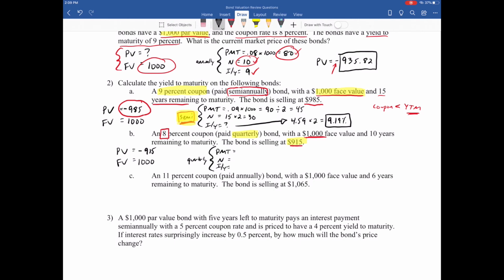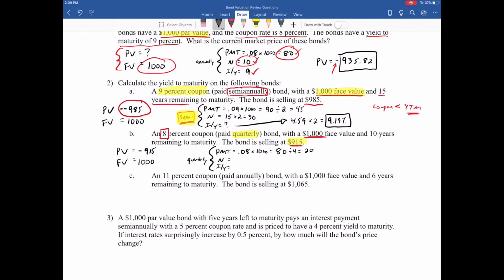My payment is the per period coupon amount. So once again, it is 8%. Our coupon percent is 8% of par value, which is $1,000, so $80 per year, but once again paid quarterly, so I need to adjust this and divide by 4. I would receive $20 in interest every quarter from this bond.